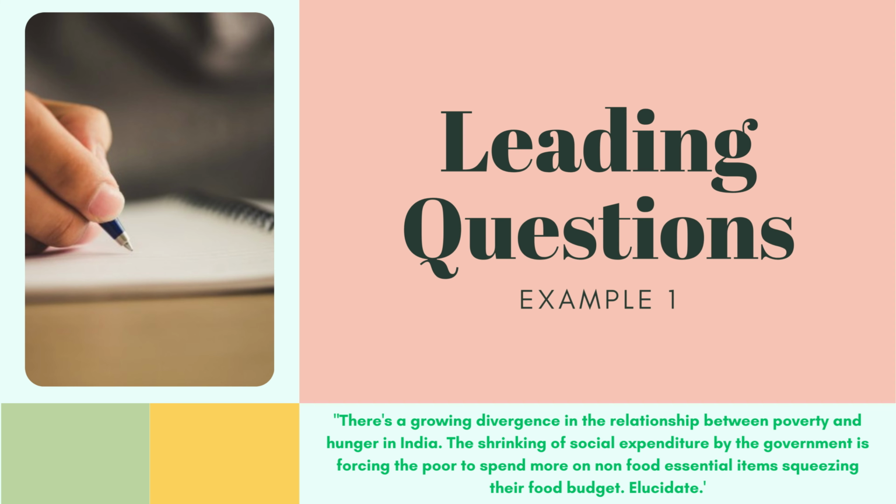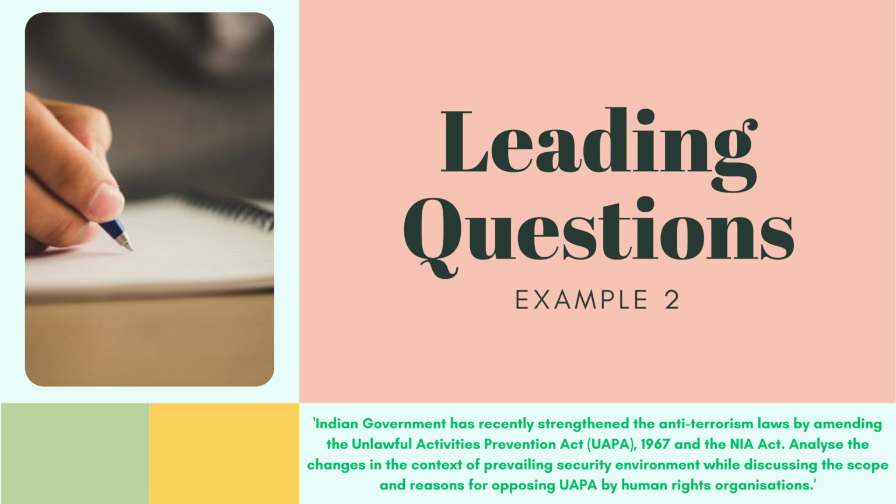The following examples will clarify the matter concerning leading questions. Question: There is a growing divergence in the relationship between poverty and hunger in India. The shrinking of social expenditure by the government is forcing the poor to spend more on non-food essential items, squeezing their food budget. Elucidate.